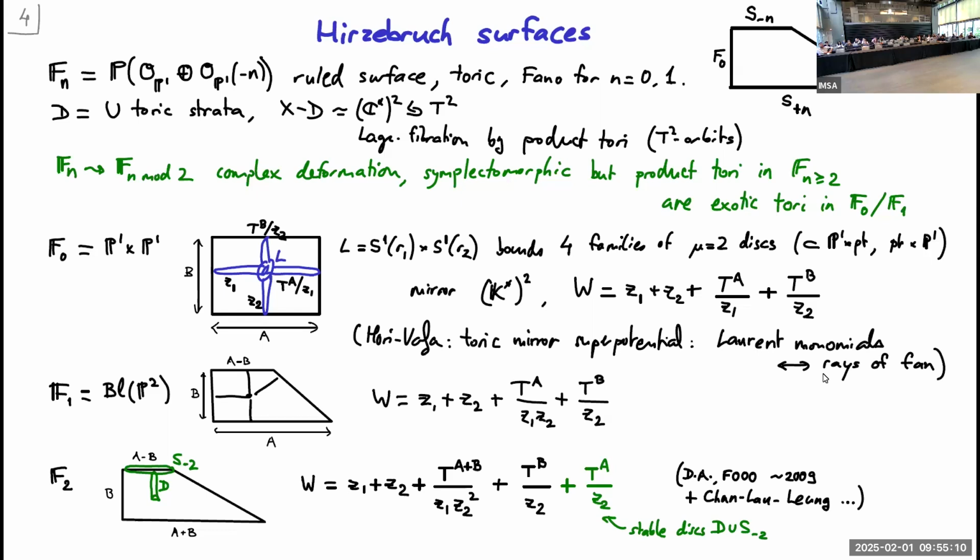Okay, you can redo the same thing for F1, which is a blow-up of CP2. You find again four families of disks, one heading basically towards each of the toric divisors. And that's a general feature for toric Fanos: the superpotential is always a Laurent polynomial with one term for each toric facet of your moment polytope, whose exponent has to do with the corresponding ray of the fan.